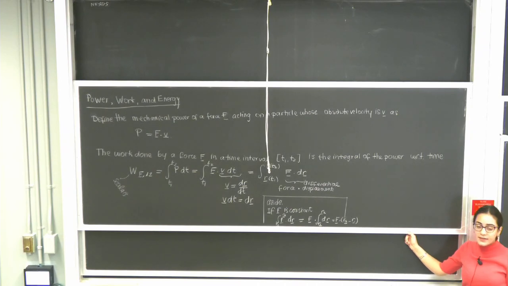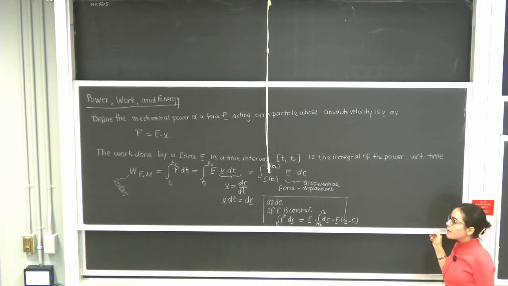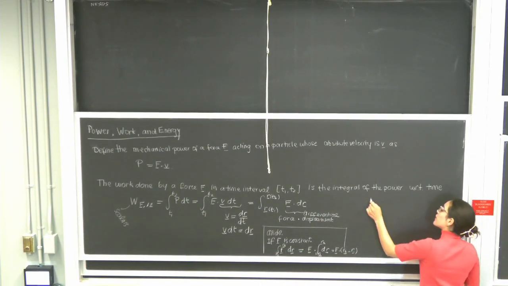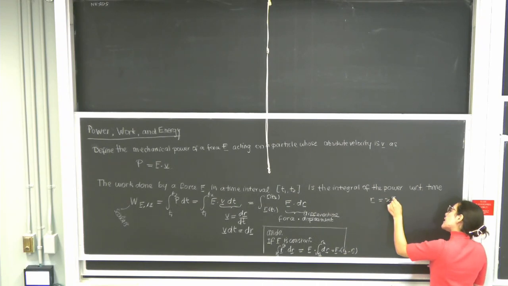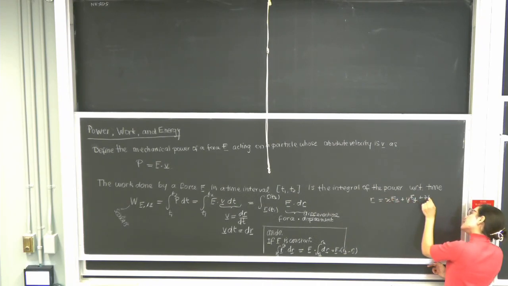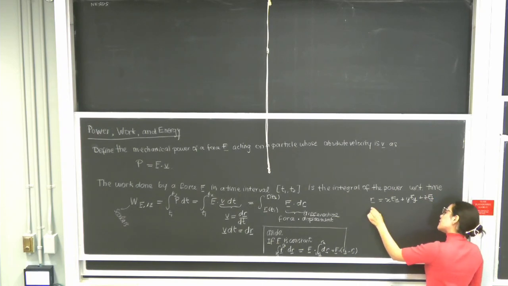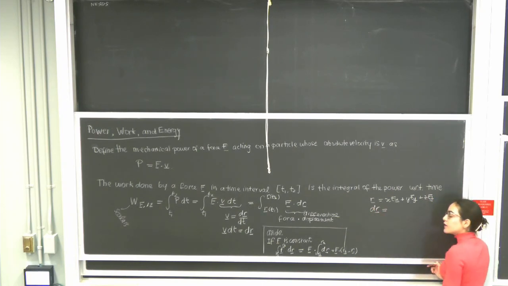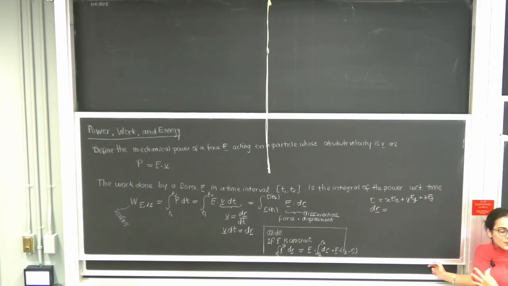Now, what is this dr? We know from Cartesians that r is equal to x e_x plus y e_y plus z e_z. Let me see if you remember your calculus right. dr. What is dr? How can I express it in terms of the Cartesian coordinates?